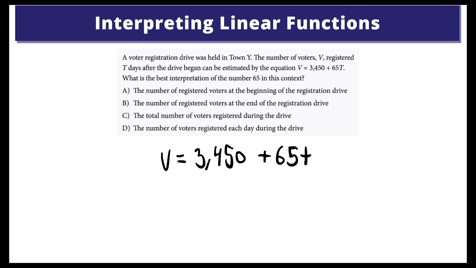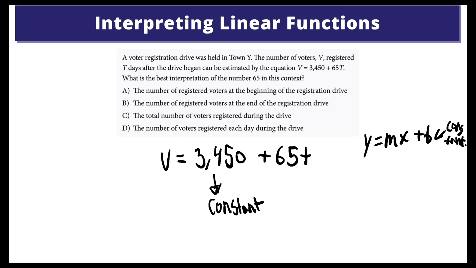Okay. One thing I want to remind you guys about is y equals mx plus b. That is the formula. This is the linear equation. So they're trying to test us if we understand what all of this means. So this is definitely the constant right here, for sure. Right? And that is the b value here, constant. So that value doesn't change. And I do believe that's how many voters were already registered beforehand.